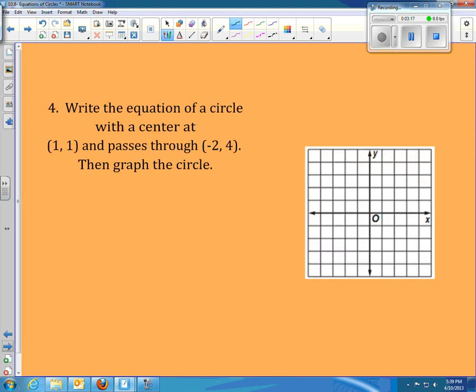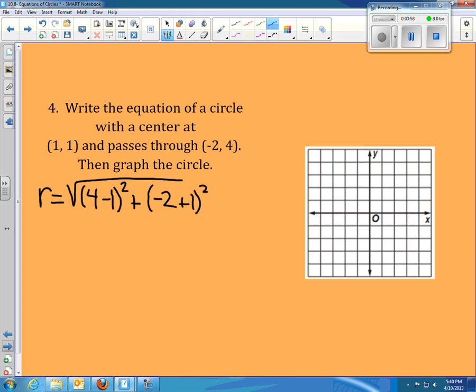This time it says write the equation of a circle with a center at (1, 1) that passes through (-2, 4). Then graph the circle. If it passes through (-2, 4), that means the circle is at that point. From our center to that point is going to be a radius. To find the distance, we're going to use the distance formula. It doesn't matter which order you use the points. I'm just going to do (4 - 1)^2 + (-2 + 1)^2.